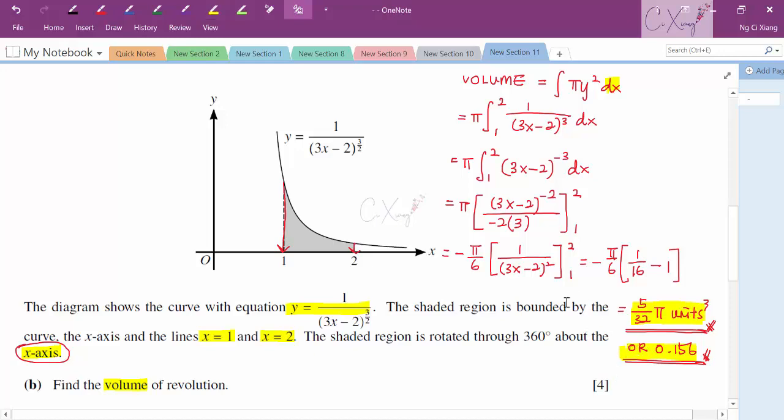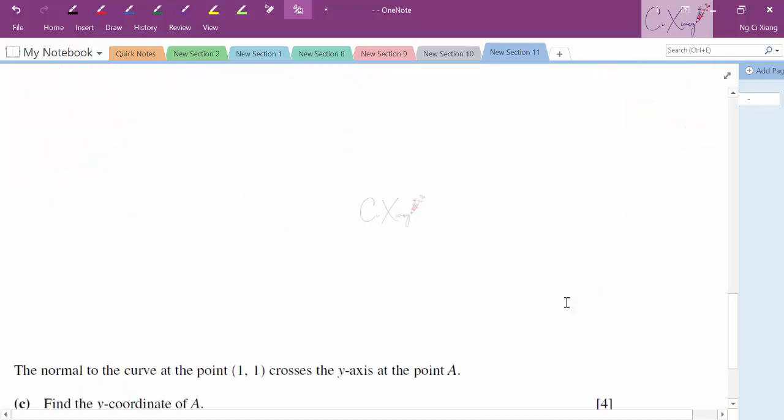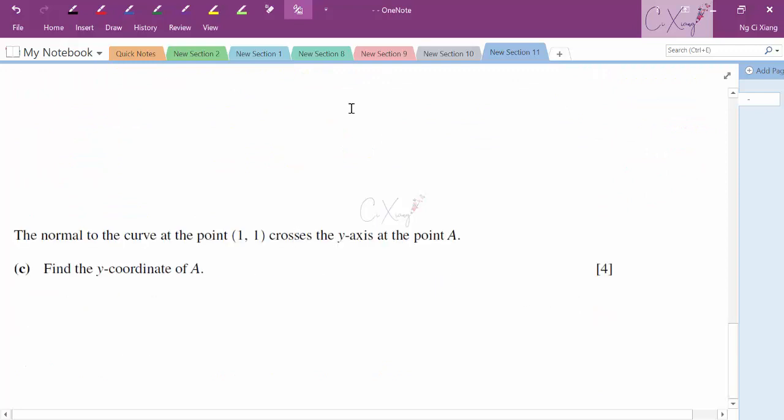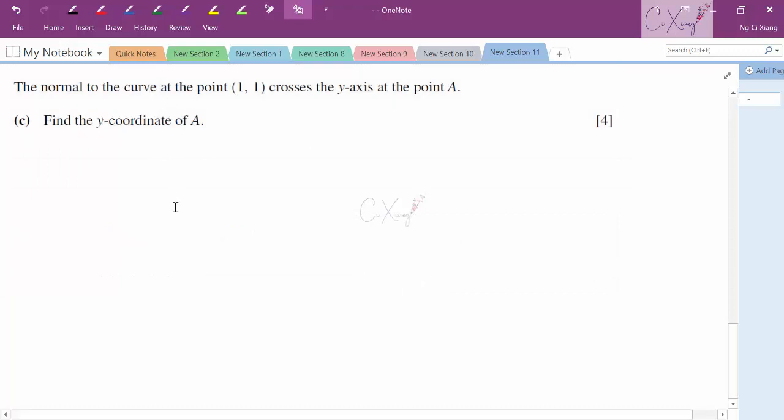And now let's continue to the last part, the part C. Okay, so for part C, they are telling us that the normal to the curve at this point crosses the y-axis at point A. Alright, so they want us to find the y-coordinate of A. So here the keyword is the normal to the curve. At this particular point, cross the y-axis at point A. So maybe at first we need to form the normal equation first.